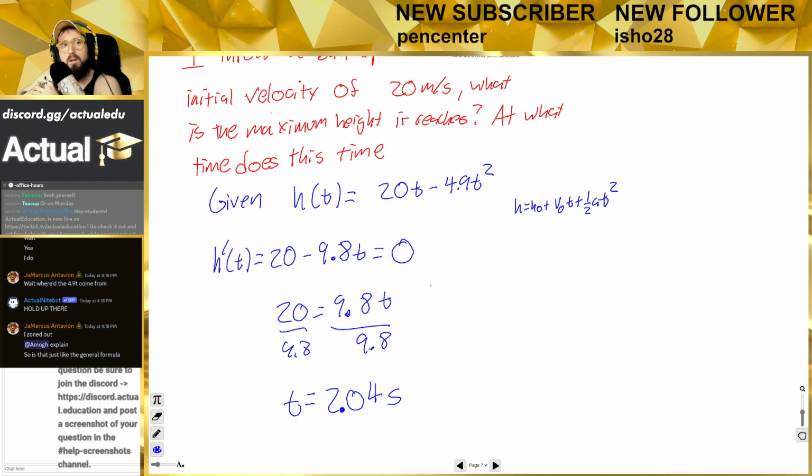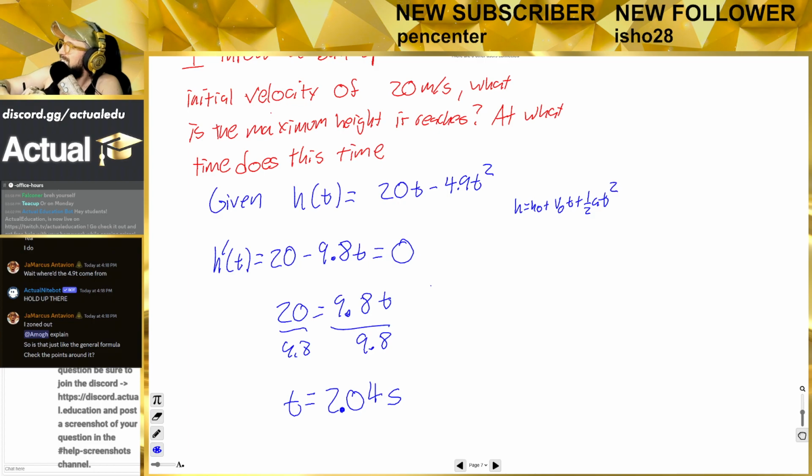It is a general formula, Jamarcus. Yeah, for sure. I'll show you where it comes from, though. It comes from physics. It comes from my hometown, physics land. Is it greater or less than 0? That's what I'm gonna say. Yeah, cool. Greater than or less than.